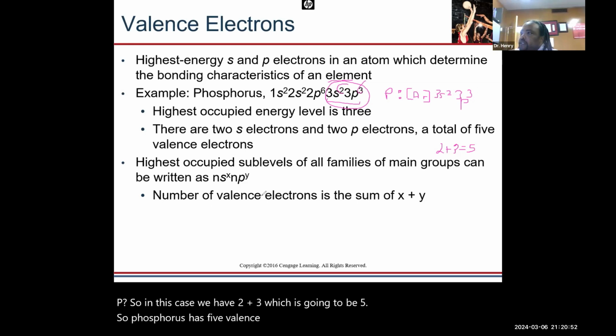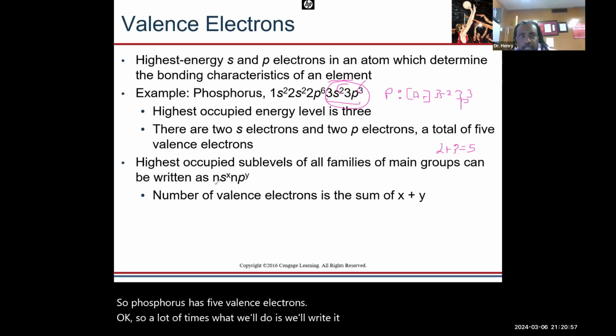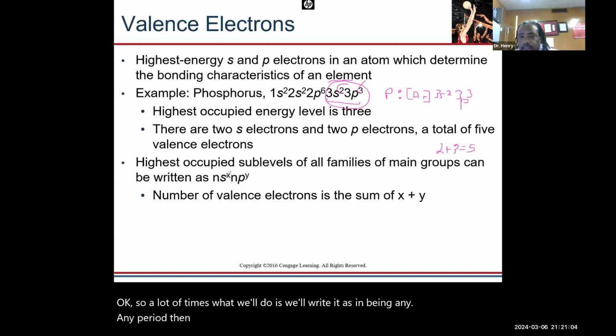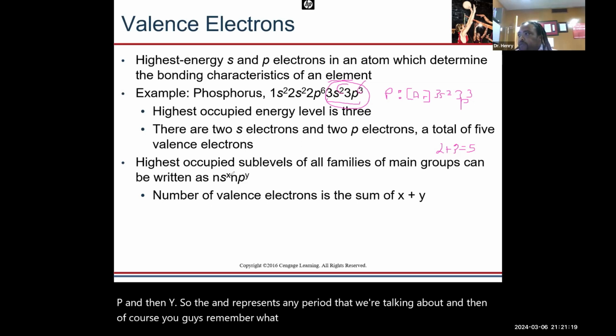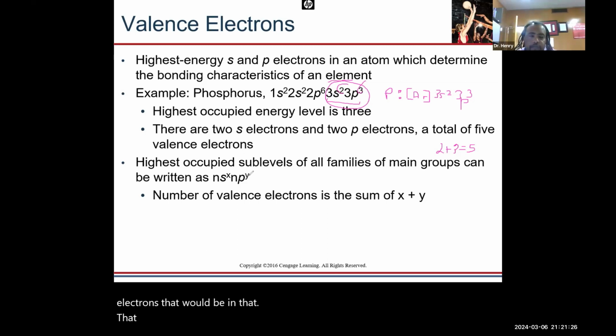Okay. A lot of times what we'll do is write it as n, being any period, then s and x, and then n, p, and y. The n represents any period that we're talking about, and of course you remember what the s stands for. The x would be the number of electrons in that subshell, and the same thing with the p.